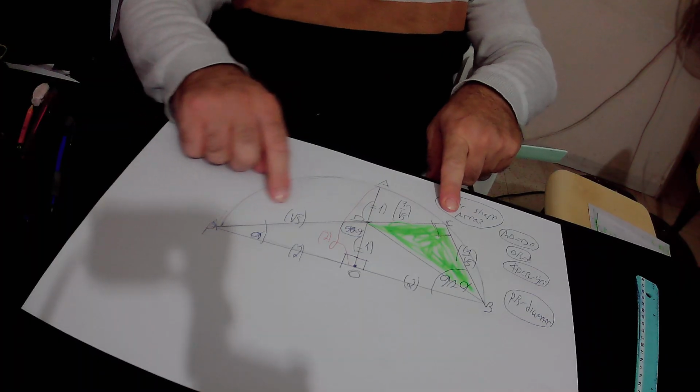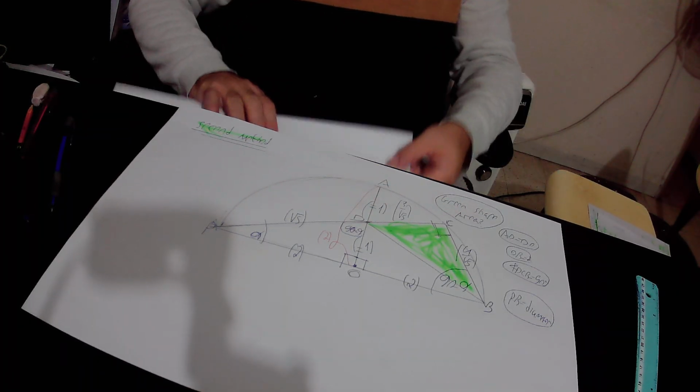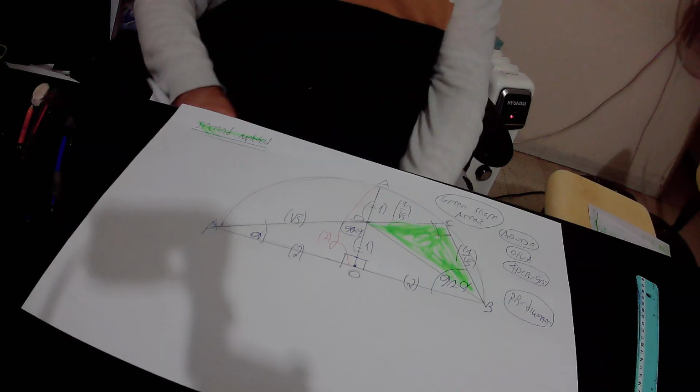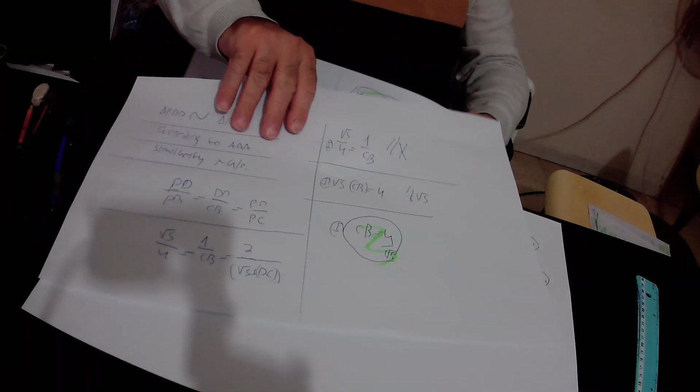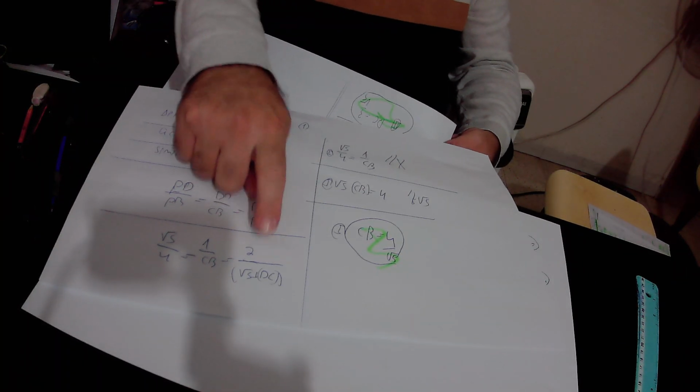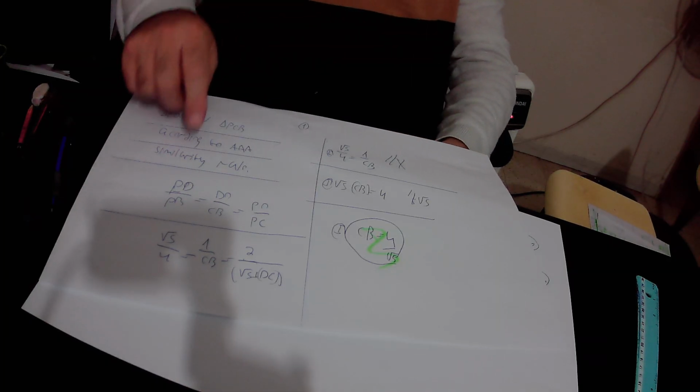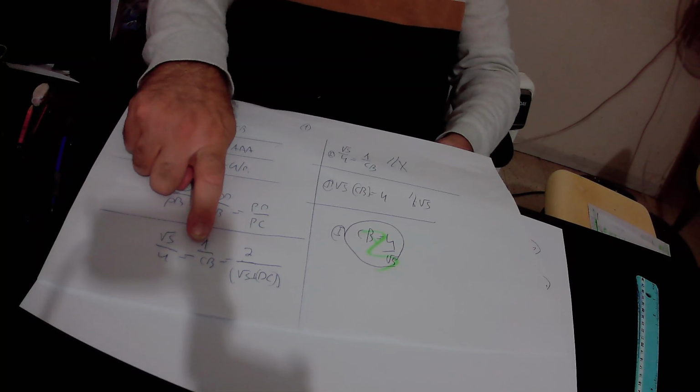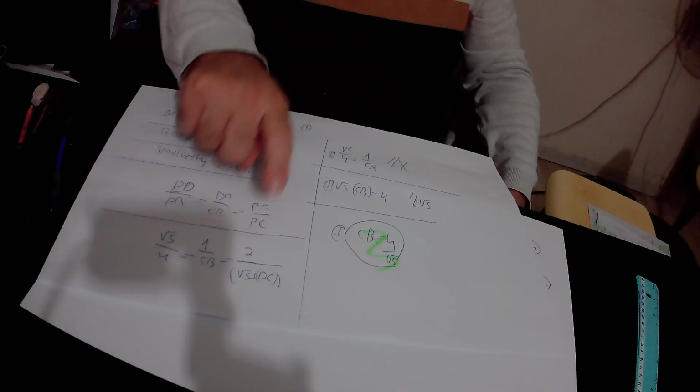PC in total equals the square root of 5 plus CD, and also the square root of 5 plus DC. So in total, we found that square root of 5 over 4 equals 1 over CB, which equals 2 over square root of 5 plus DC.